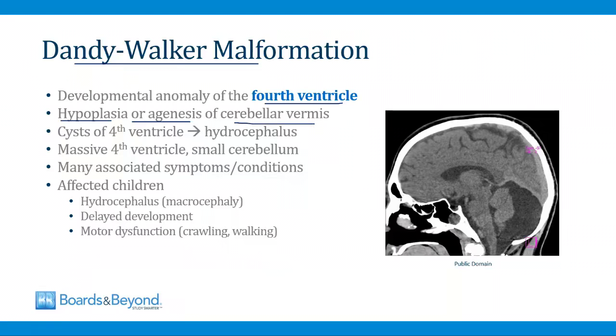If you look at this image on the screen, this is typical of a Dandy-Walker malformation. The cerebellum is very small here, and the fourth ventricle is massive. That's a Dandy-Walker malformation. There are also usually cysts that form in the fourth ventricle, and these can block CSF flow and cause hydrocephalus. Besides the malformation of the cerebellum and the fourth ventricle, there are many other associated symptoms and conditions that these children usually have. The main features of affected children are usually hydrocephalus, which presents as macrocephaly, delayed development, and also motor dysfunction. These children will have problems learning to crawl and learning to walk.